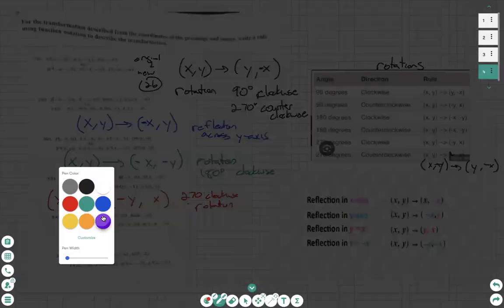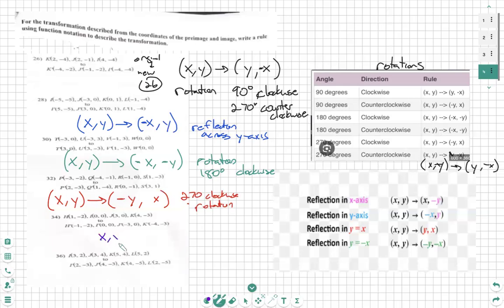Last couple. We write our rule, X, Y. And we'll start with the first one. They do not move. They stay in the same spot. We have to check the signs. Y does not change signs. X does change signs. So as you can see, negative X, Y once again, and that will be a reflection across the Y axis.